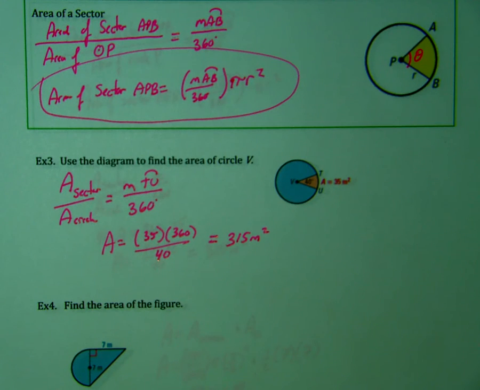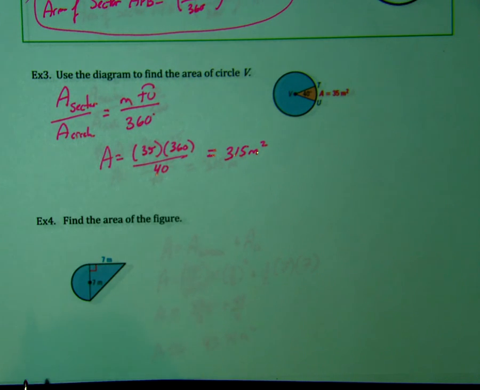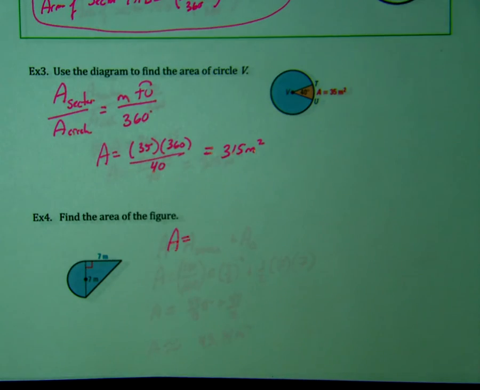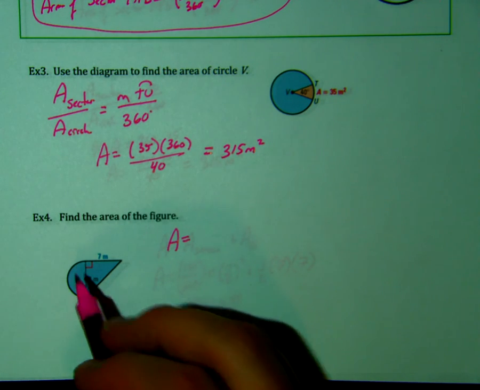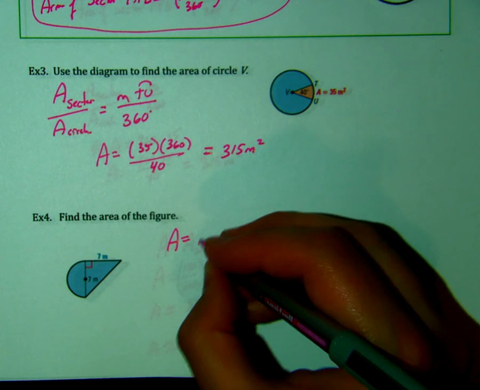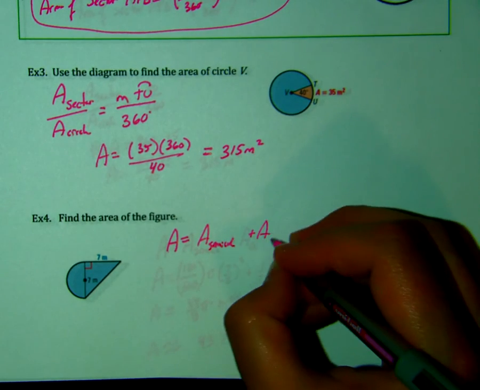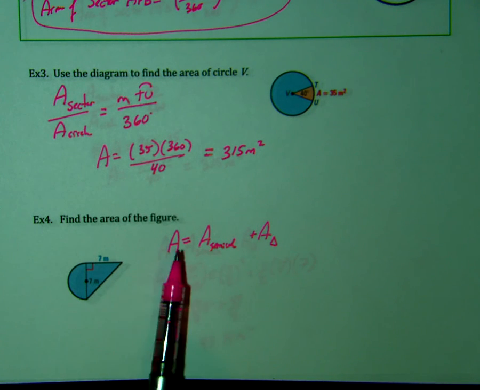All right. And the last thing here, find the area of this figure. This is what we call a composite shape. And so the best way to come up with the area of the composite shape is to find the individual areas of the smaller shapes and just add them together. Okay. So in this case, you have a sector. This sector is actually a semicircle. So this total area is just the area of the semicircle plus the area of the triangle. So the semicircle and the triangle make up my major shape.